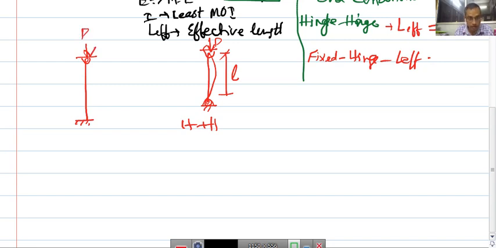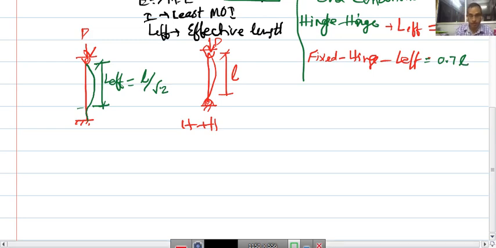So, what happens, since it is fixed, if you look carefully, the buckling behavior shows something like this. So, for this distance it will not buckle. So, this length we call L effective, whichever portion of the column is buckling. This is your L by root 2 we said. So, we also call it 0.7 times L. L by root 2 is also called 0.7 times L.